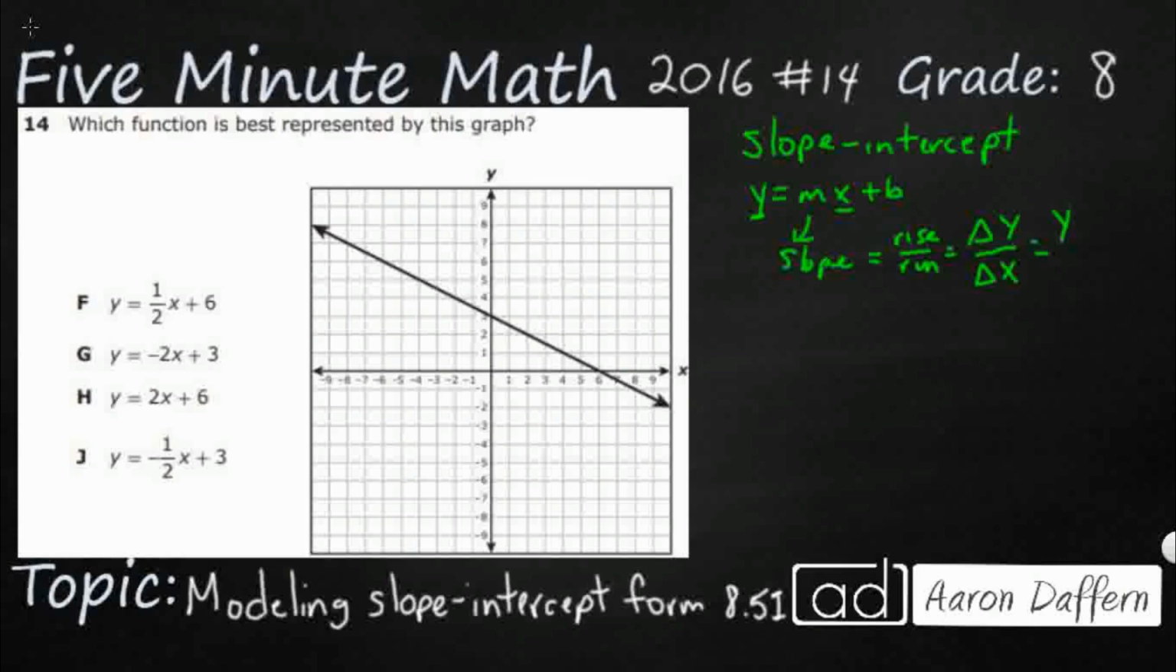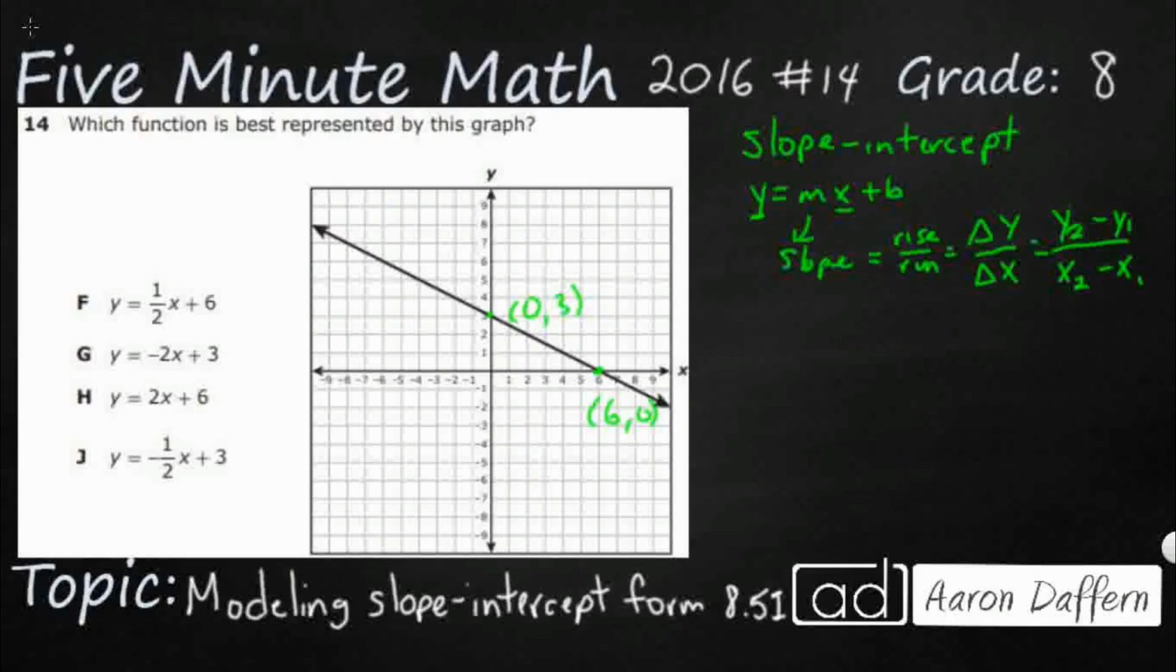So we need two different y coordinates, and we subtract those to get our change in y. That will be our numerator. We get two different x coordinates, subtract those, and that will be our change in x, our denominator. So let's just pick the easiest coordinates we can find. Let's do x of 6, y of 0, and then x of 0, y is 3.